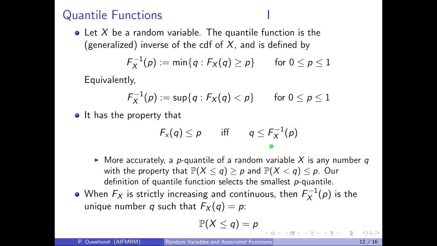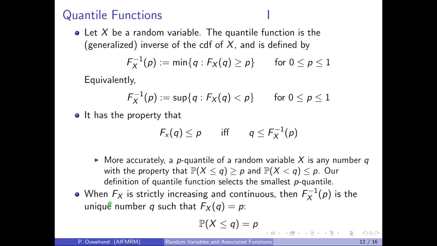Now there is not a single way to define quantiles. More accurately, a p-quantile of a random variable is any number q with the property that the CDF evaluated at q, in other words the probability that X is less than or equal to q, is greater or equal to P, and the probability that X is strictly less than q is less than or equal to P. The definition that we take here is the one that selects the smallest p-quantile. However, this is not the only definition of quantile, and various software packages will, for example, use slightly different definitions.